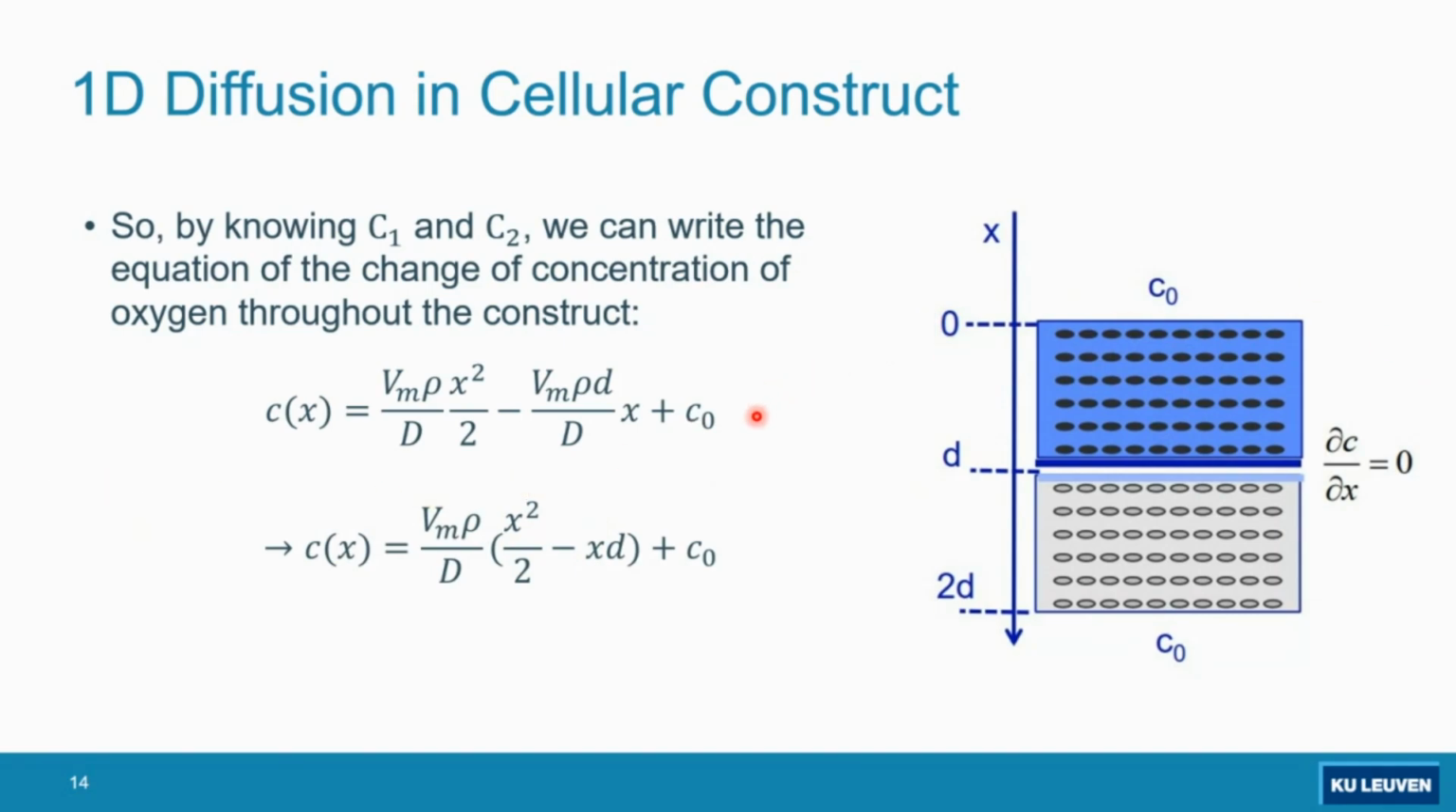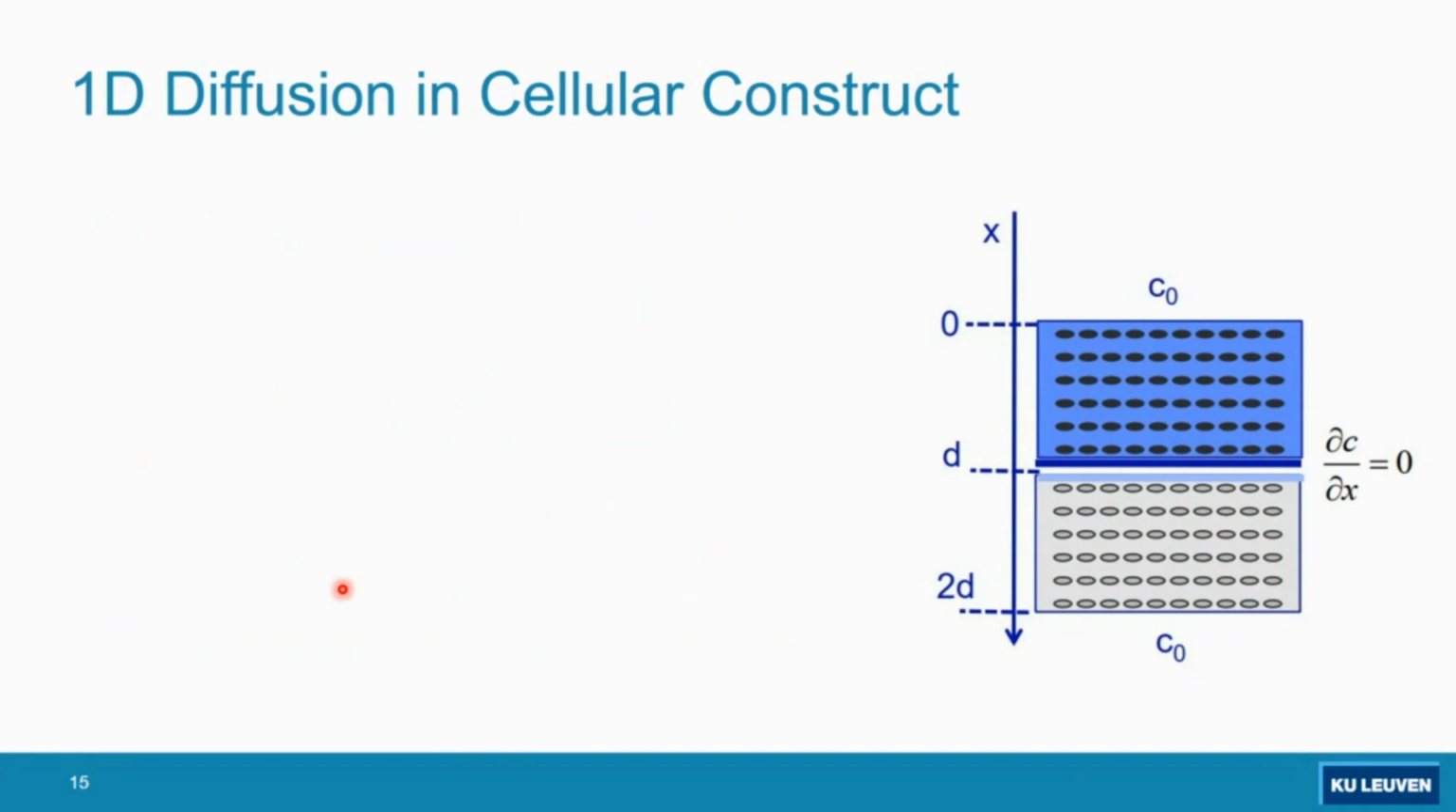But then the question was how to find the maximum depth. We can say that in this equation, when X equals D, we know that C is indeed in its maximum form. I think when X equals D, C is indeed in its minimum case, sorry. So let's do that.